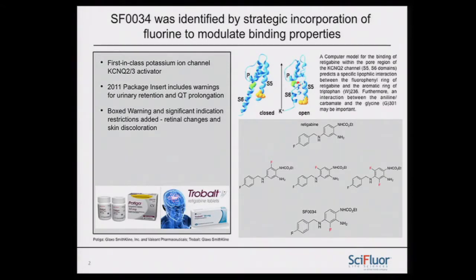When we started, we were really focused on what was in the package label at the time, which were the potential for urinary retention and QT prolongation, and just thought if we could design a molecule based upon what's known about the SAR, how it binds to the potassium channel as a positive allosteric modulator, we might be able to modulate the molecule and improve those properties. And then all the significant boxed warning and other restrictions on use came in.